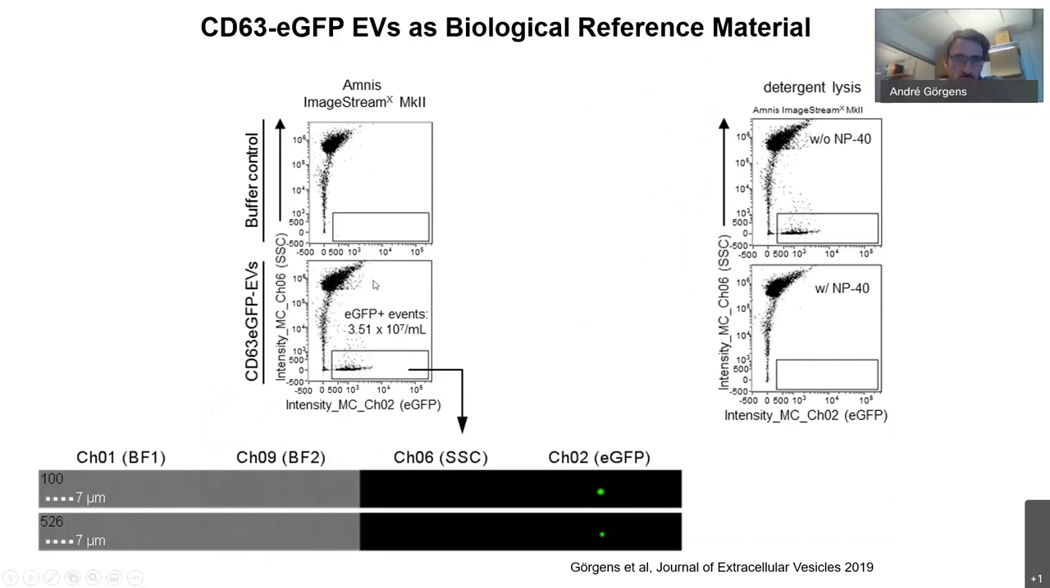Here's another example of PBS only versus those EVs run at a concentration of roughly 3.5E7 per ml in this case. So you get the concentration if you look at the volumetry of the measurement. You get this also by the software directly. So you see, you have always some background that is not fluorescent, and the speed beads at the top here, but you get this scatter low GFP positive population when running those EVs. If you do a detergent treatment with NP40, you see those are gone.